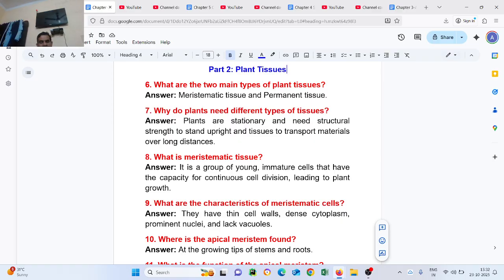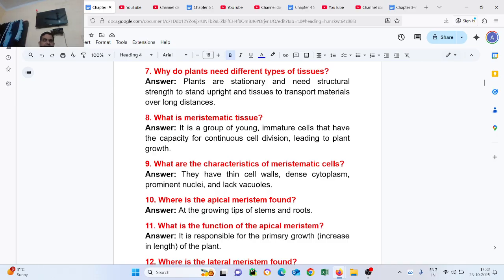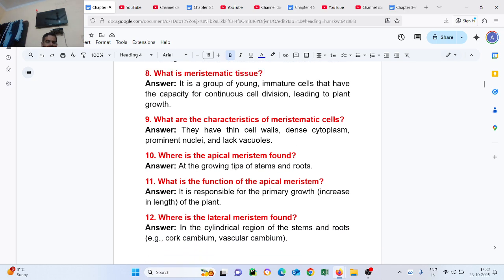Question number 10. Where is the apical meristem found? At the growing tips of the stem and roots. Question number 11. What is the function of the apical meristem? It is responsible for primary growth, increase in the length of the plant.